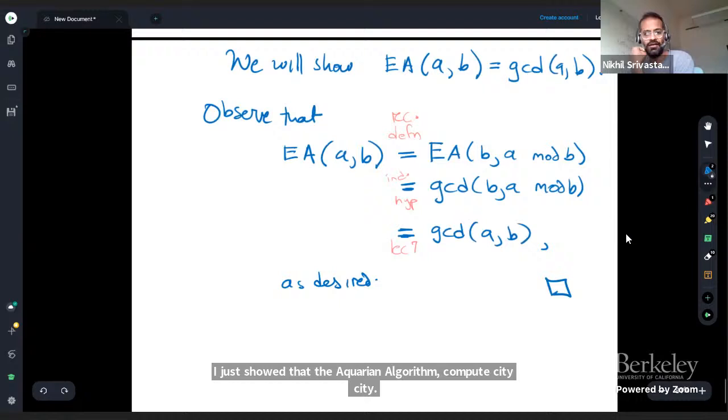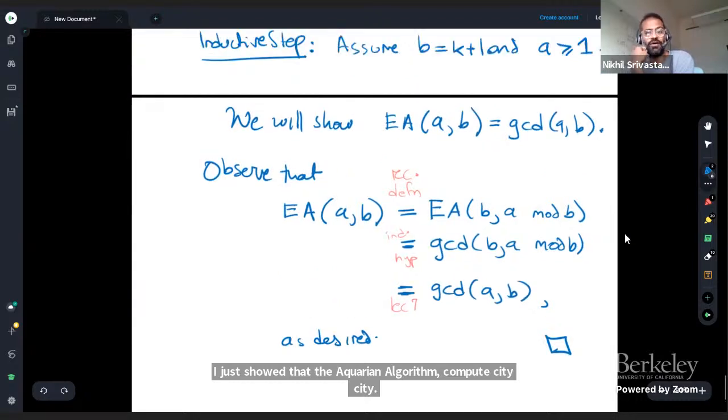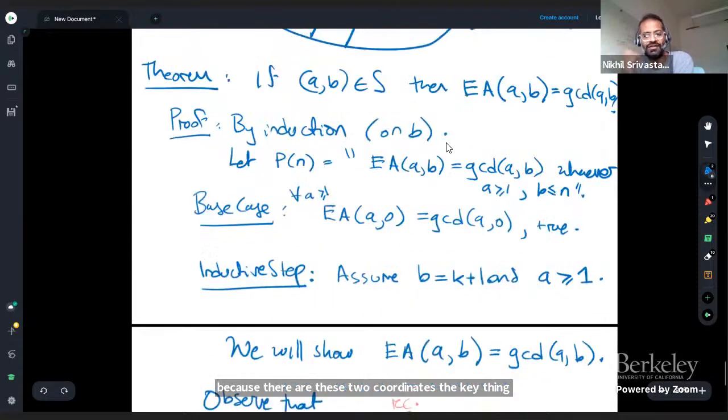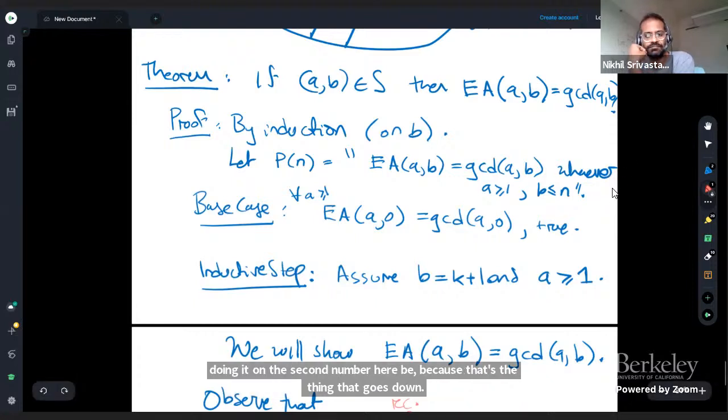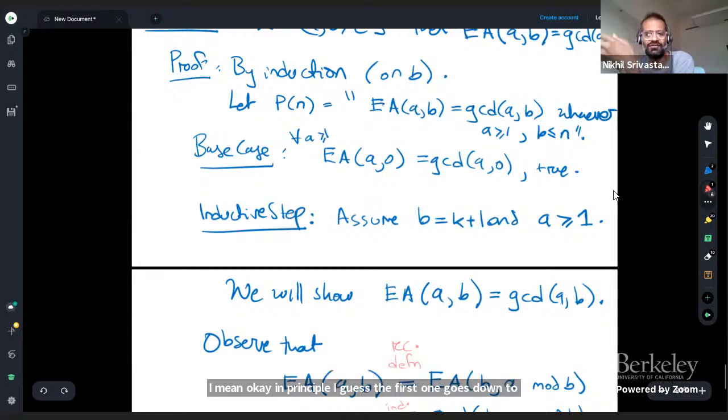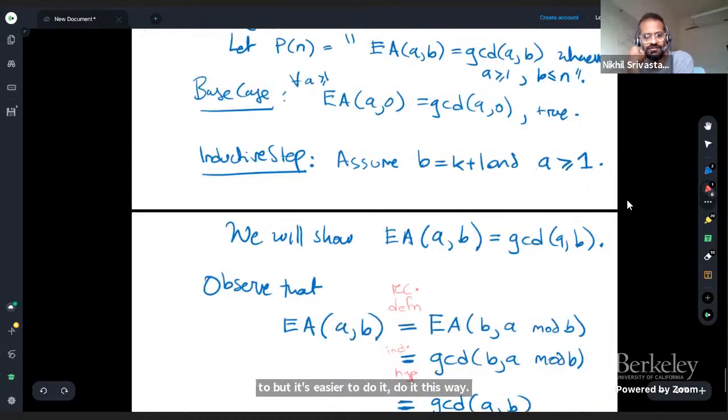Okay. So any questions about this proof? It's a little tricky because there are these two coordinates. The key thing to remember is what are we doing induction on? We're doing it on the second number here, B, because that's the thing that goes down. I mean, okay, in principle, I guess the first one goes down too, but it's easier to do it this way. So any questions about this?